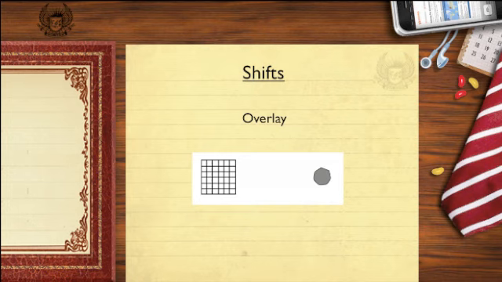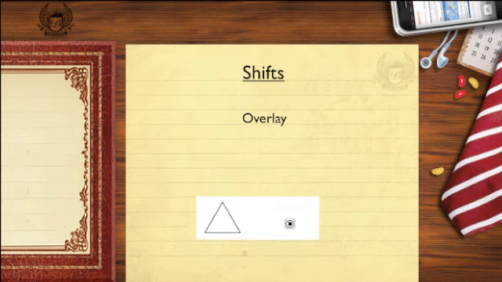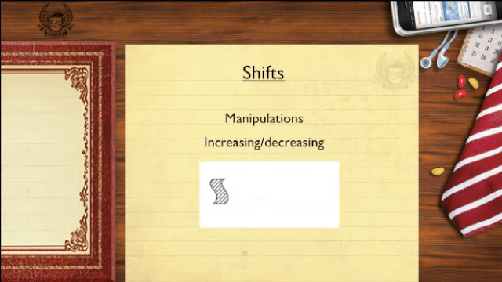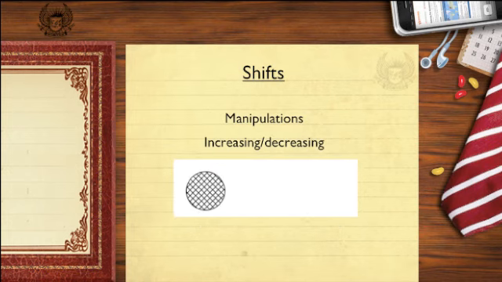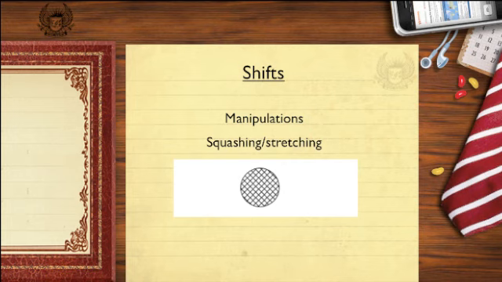You can also overlay shapes. The shape on the left can be overlaid by the shape on the right. In a similar way, you can overlay like that. You can also manipulate shapes. You can increase its size, and you can decrease its size. You can also squash or stretch a shape, like that.